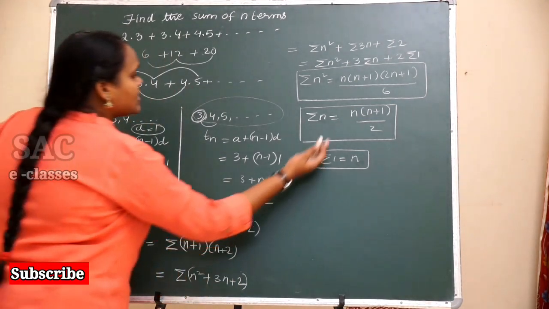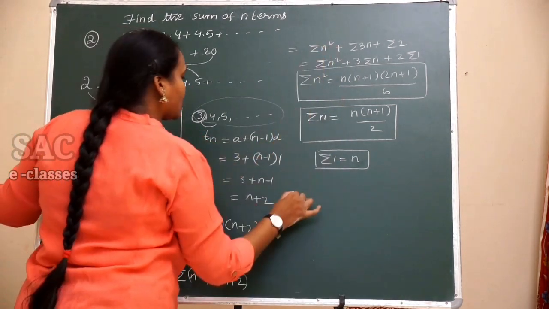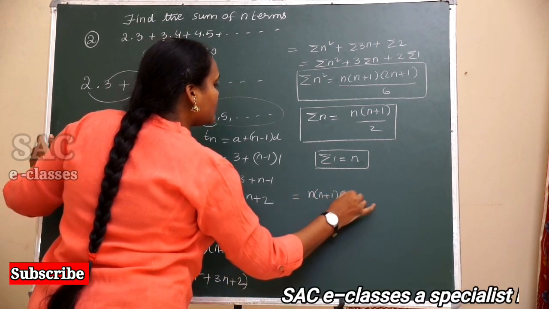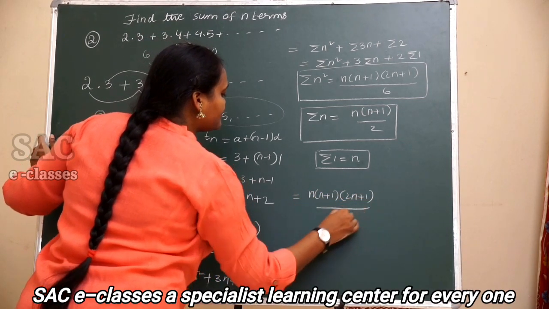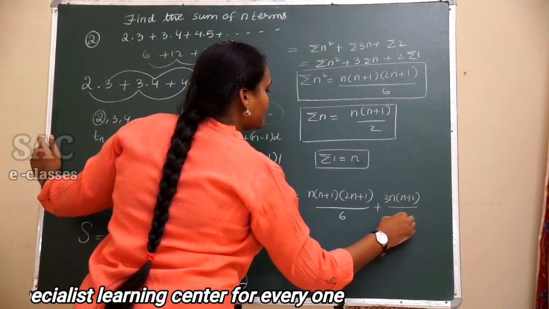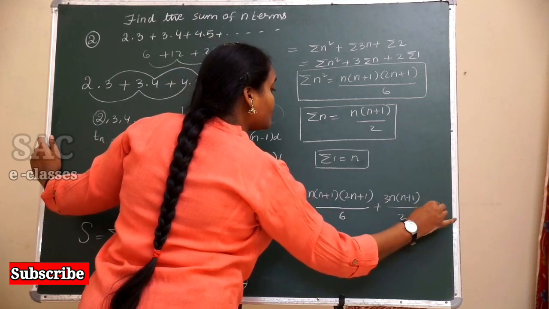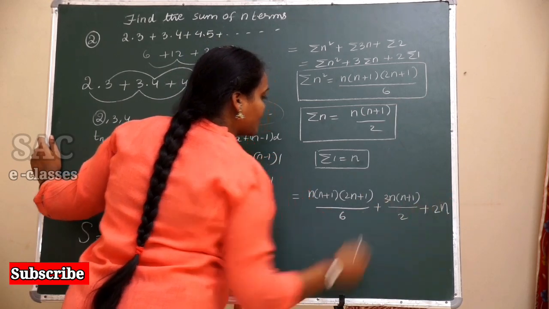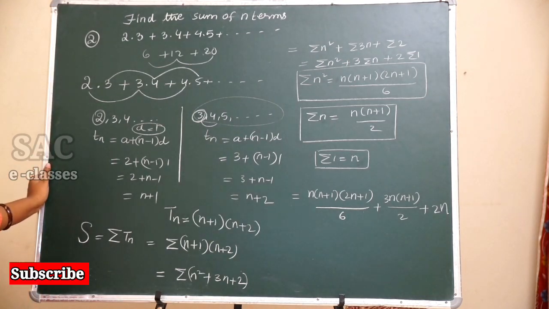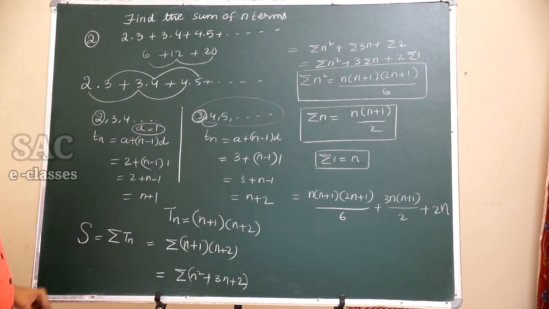Just substitute these in the given sigma: n into n plus 1 into 2n plus 1 by 6, plus 3 into n into n plus 1 by 2, plus 2 into sigma 1, which means 2n. We got the sum of n terms in this way. Let us simplify this one, and you will get the sum of n terms.